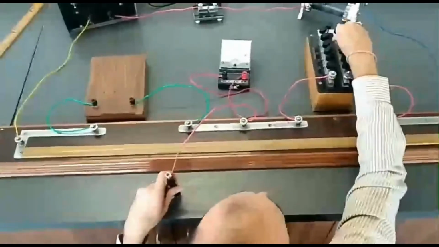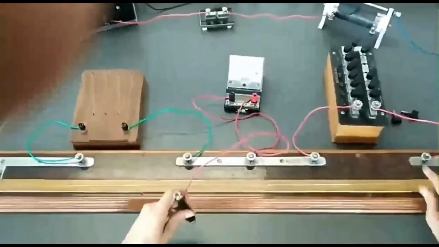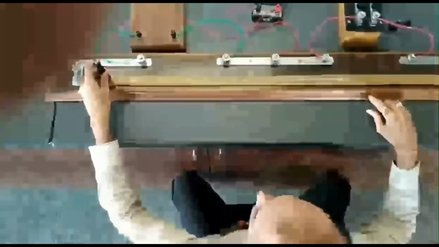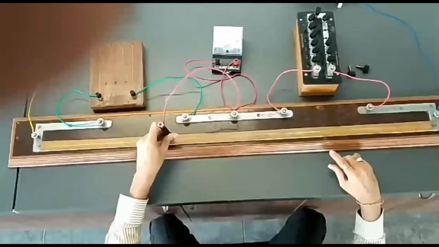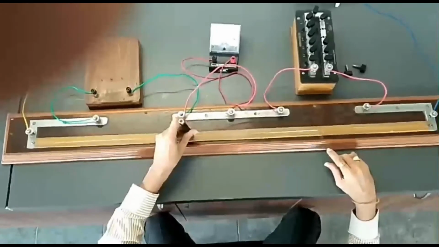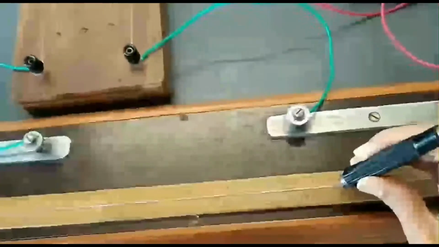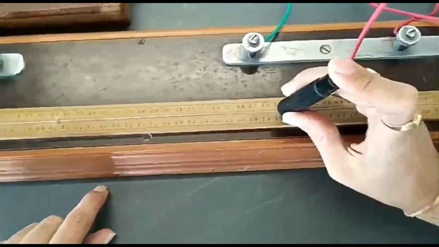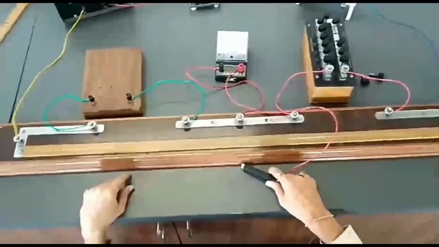Now we take the 15 ohms from the resistance box. Again find the null point. Slide this jockey on the wire, and when the galvanometer shows 0 deflection, stop moving and note down the length of the wire, L1. So the length of the wire right now is equal to 39 centimeter. Now let me note down these readings in our observation table.